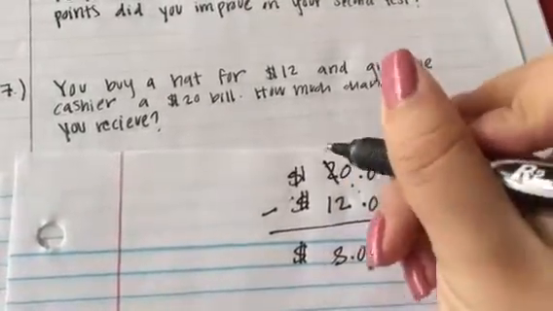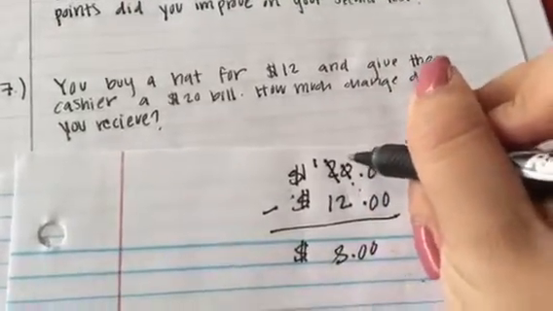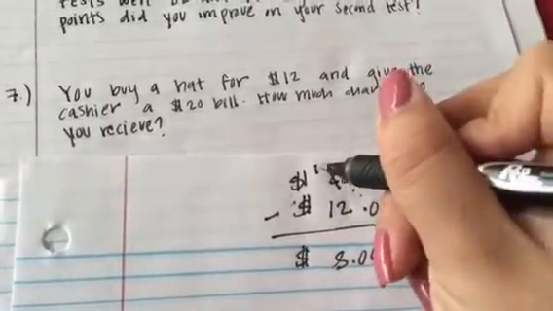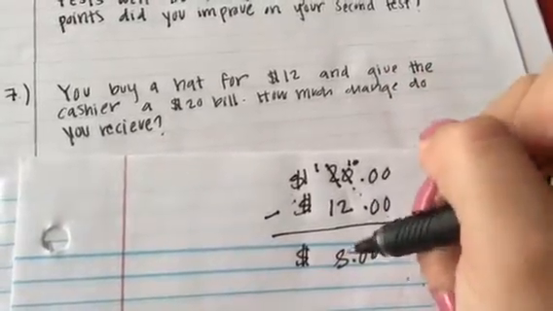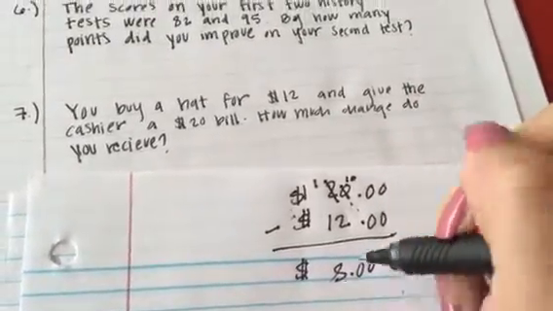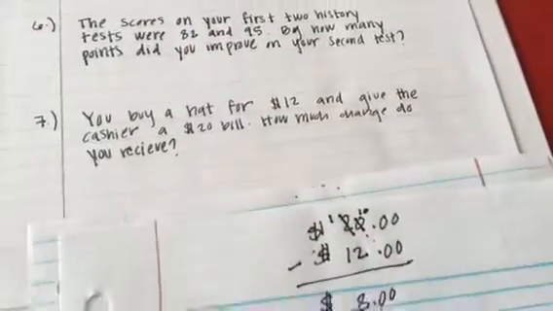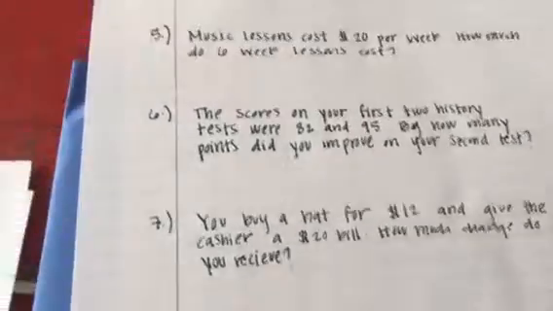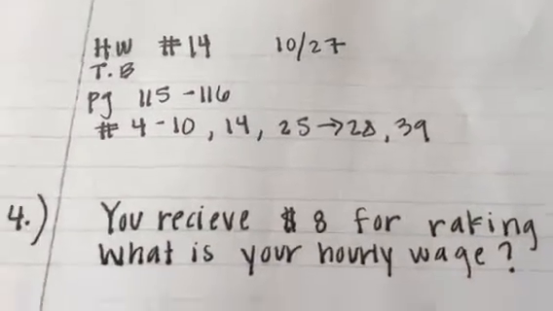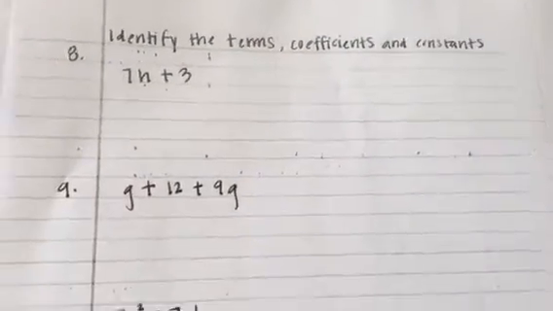We would borrow 1 from the 2, right? Because we have 0, so we can't take anything out of there. And then that would become 10 because we just borrowed 1 from the 2. So 10 minus 2 is 8. 1 minus 1 is 0, so we don't bring that 0 down, and it's $8 that she would get back, right? Okay, so now we're done with the word problems. That was number 7, and we're going to move on to numbers 8 through 10.